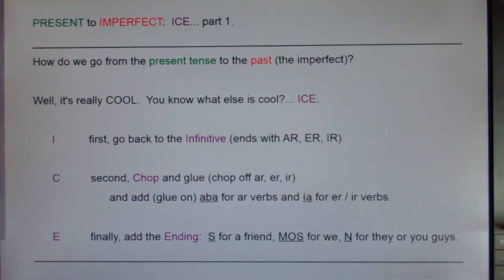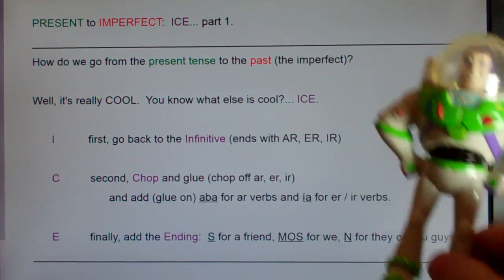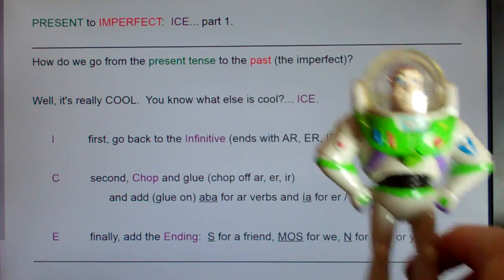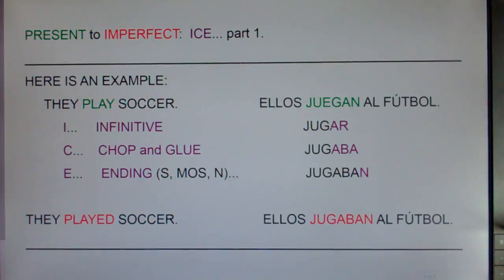All right? So, Mr. Holt, this is kind of confusing. You're talking about ice, you're talking about Buzz Lightyear saying to infinity and beyond, and you're talking about aba, ia. How about you show us an example, big guy, to help us understand? Great. Here's an example. They play soccer. In the present tense is ellos juegan al fútbol. Everybody say juegan. Juegan. Now, how are we going to go from juegan, which is present tense, to jugaban, which is past imperfect? Well, think ice.